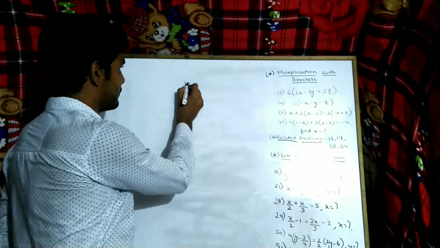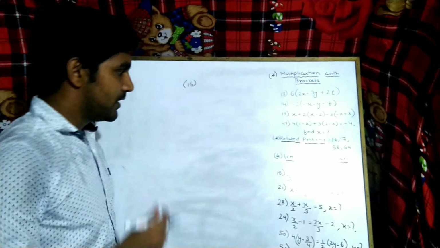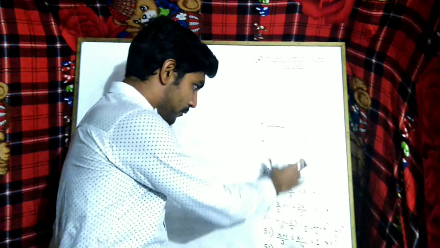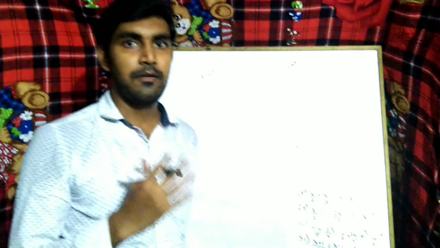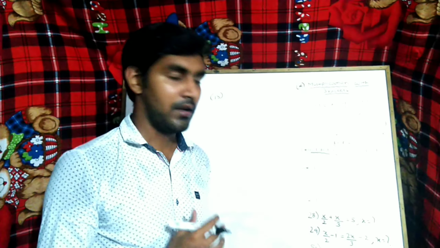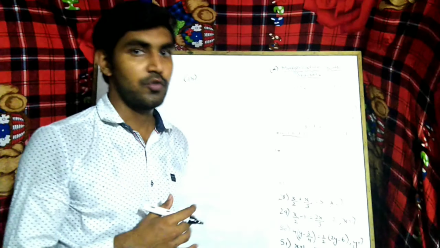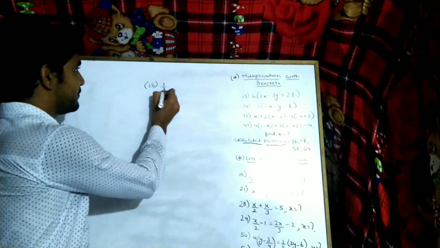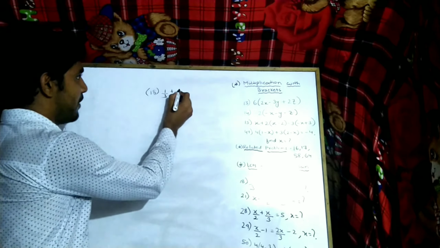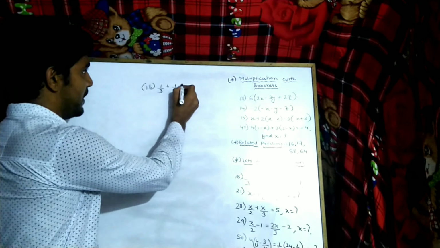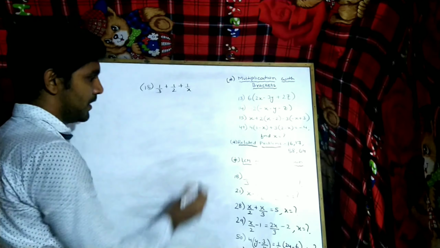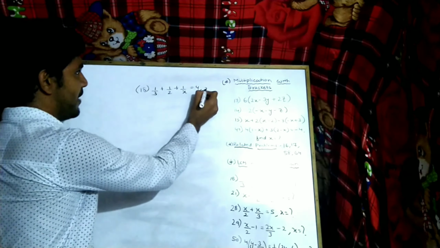Okay. Now let's take 18th problem. See, this type of problem so many times came in exam. Remember, this type of problem so many times it came in exam. So you have to be careful about this type of problems. Now first 18th. 1 by 3 plus 1 by 2 plus 1 by x is equal to 4. We have to find the x value.